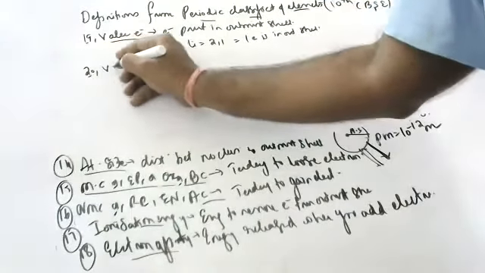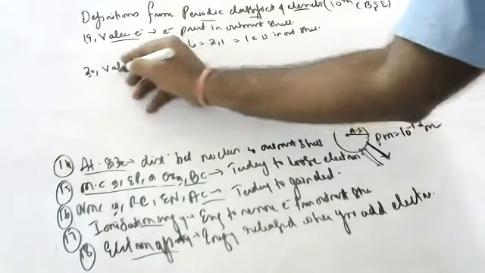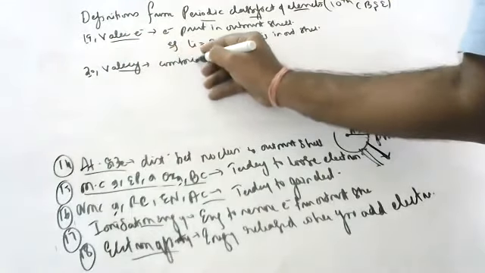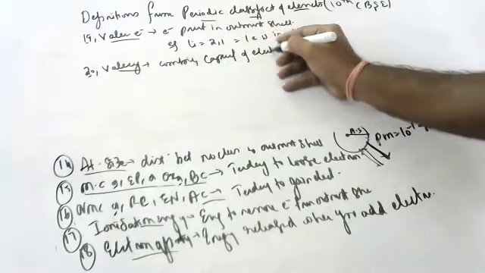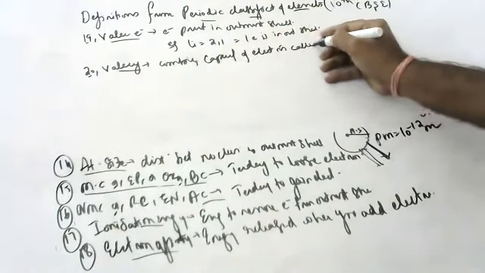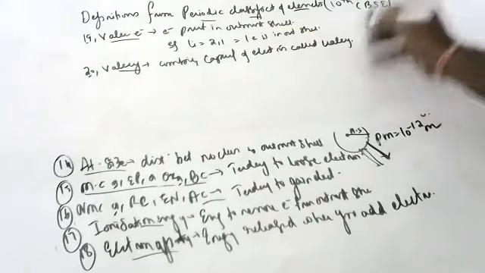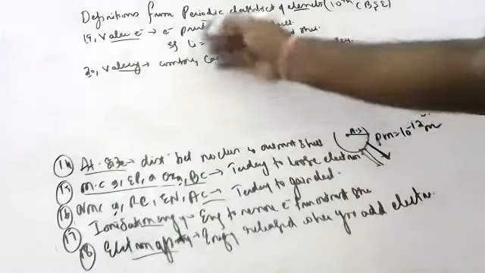Next, valency. What is valency? Combining capacity of an element is called valency.